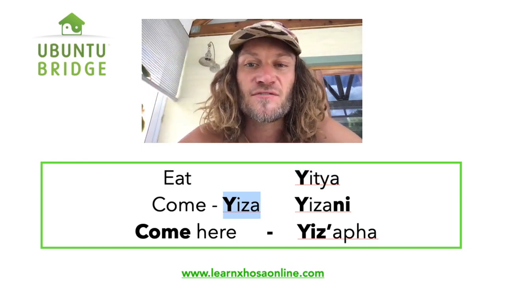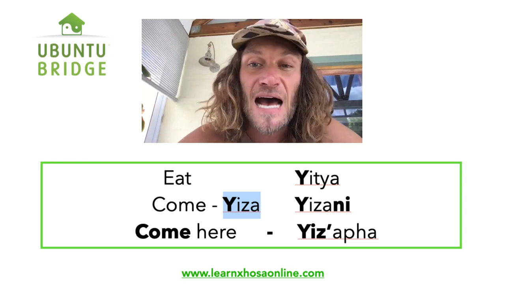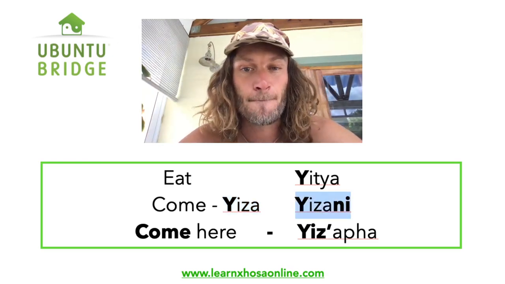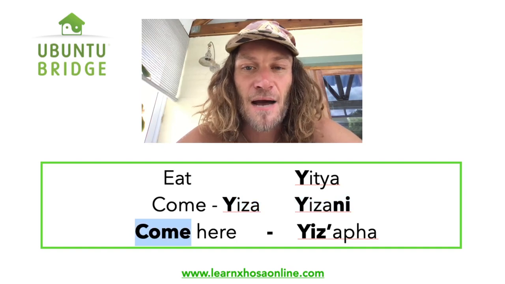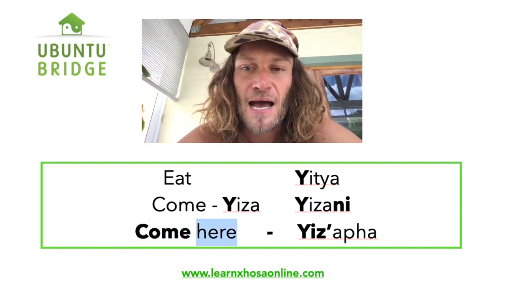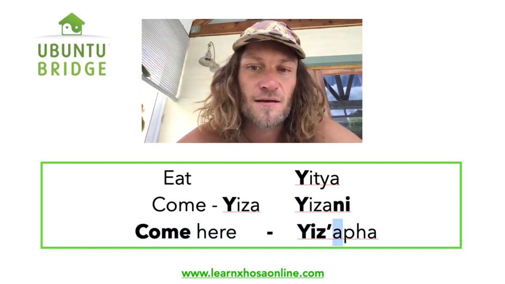Now remember, when you're talking to a group of people, like molweni, hambani, you add a ni on the end if you're talking to a group. So if I'm talking to lots of you, I'm going to say yizani. Yizani. Come. Come here. Yizapa. Why? Because here is apa. Apa. So yizapa.